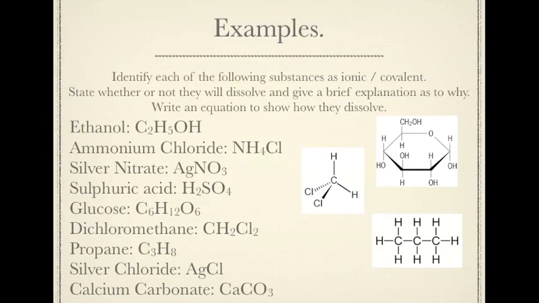Lastly, we've got some examples here, so you might need to write some of these down. I want you to try and identify which of the following substances are ionic and which ones are covalent. We want to state whether or not they'll dissolve and give a brief explanation as to why. And lastly, write an equation to show how each of these will dissolve in water, if they do.